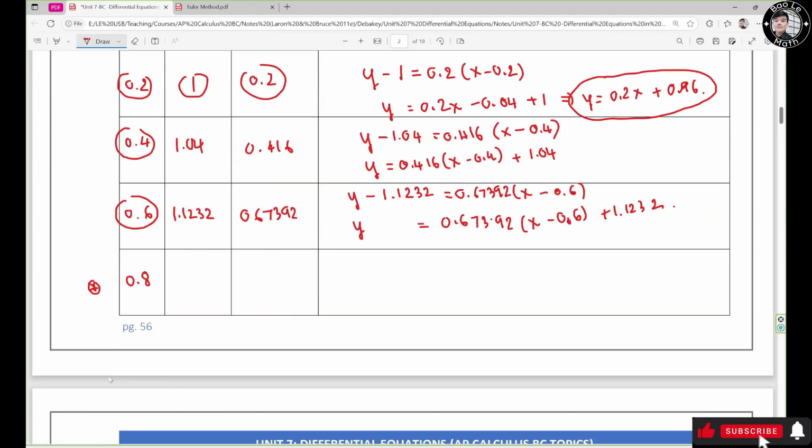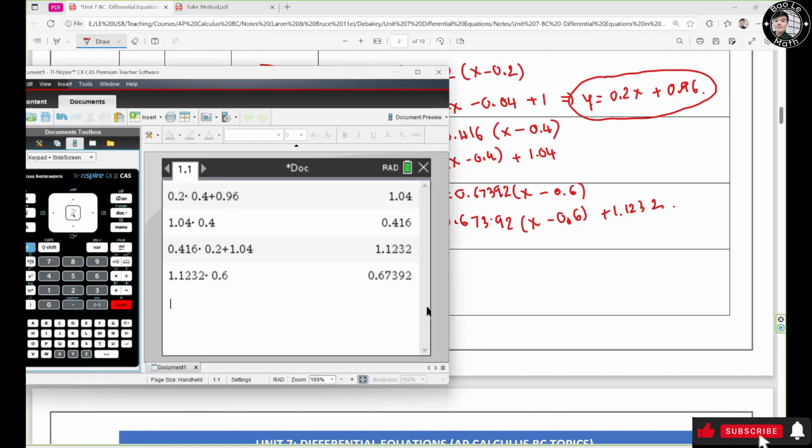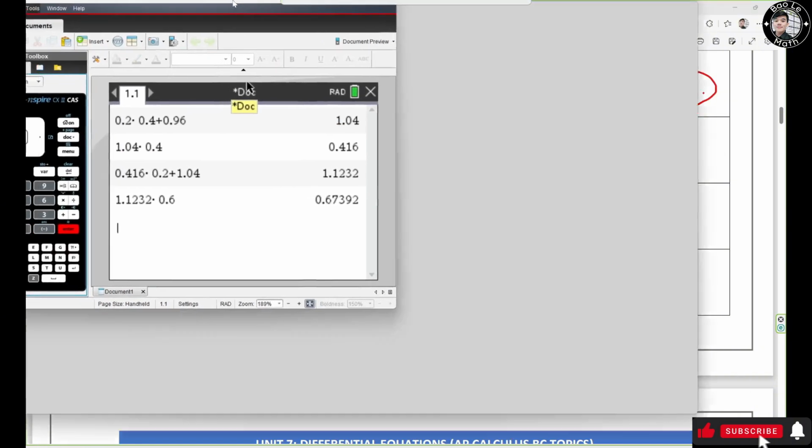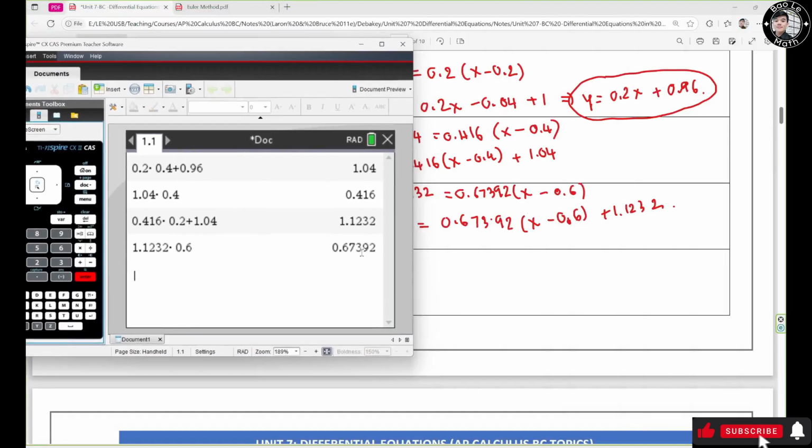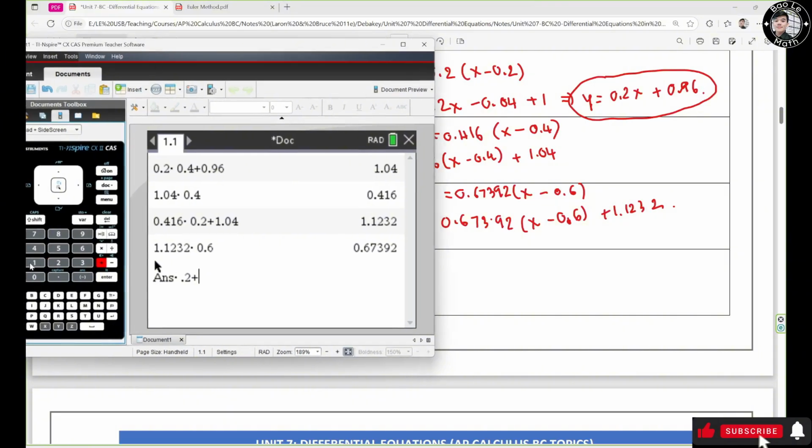I need to calculate the new y value given s equals 0.8. On the calculator, whatever I got here, 0.67392, I multiply by 0.2, because 0.8 minus 0.6 is 0.2, and then I add 1.1232. Hit enter. The answer is 1.25798.